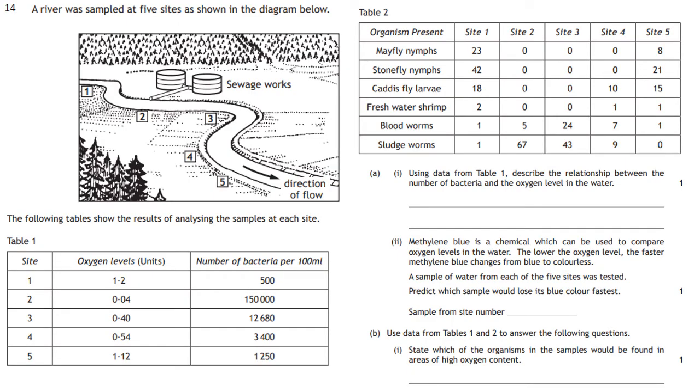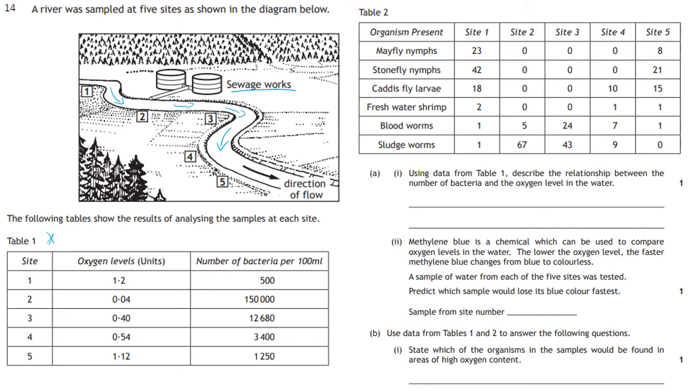Okay, so our river was sampled at 5 sites as shown in the diagram, right? So let's look at this wee river. Look at the arrow direction of flow. So the river is flowing this way, okay? And what we've got here is, look, sewage. The sewage is going in at point 2. So number 1, I don't have the sewage, but after number 2, I do.